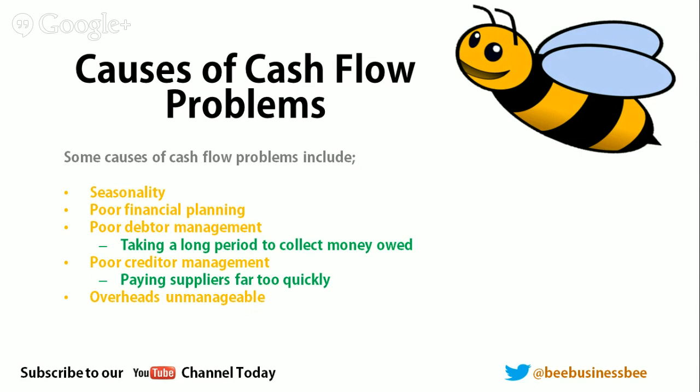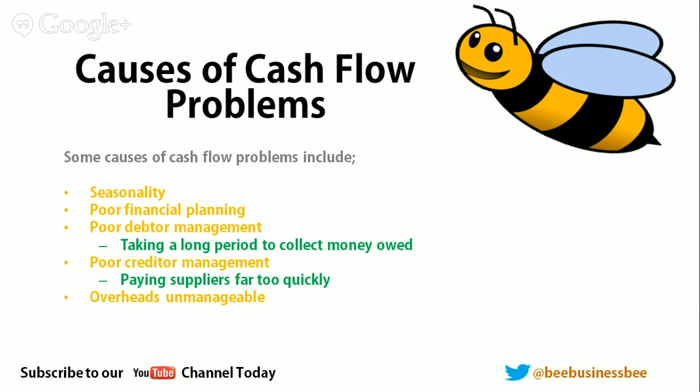So again, managing your flows of money, making sure that you've got money coming in and money going out, and collecting your debt. So there we go, poor debtor management. That means taking too long to collect the money off people who owe you money. Remember, people who owe you money are called debtors. Taking too long. Also, it could be poor creditor management, which means, in other words, taking too short a period to pay the people you actually owe, your suppliers.